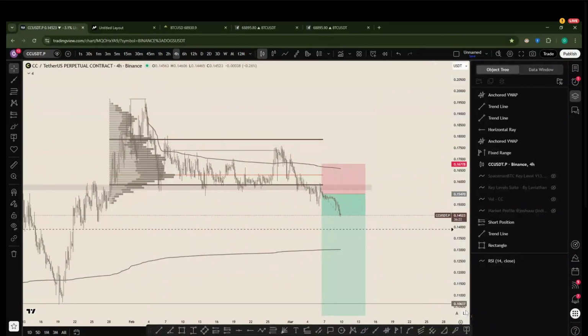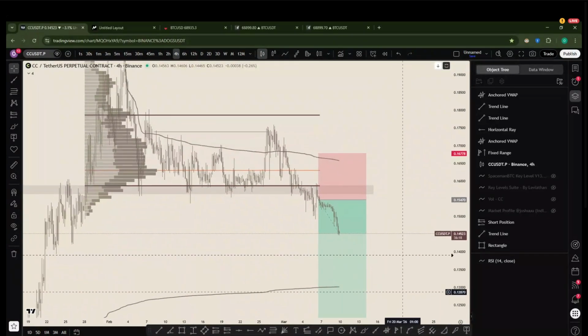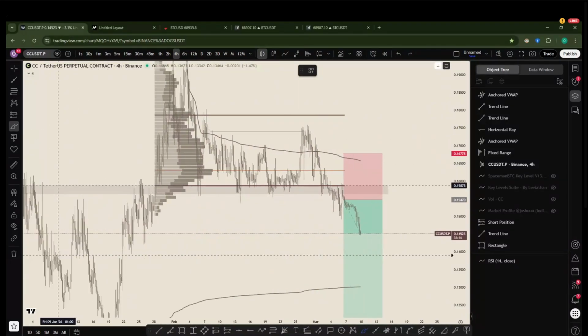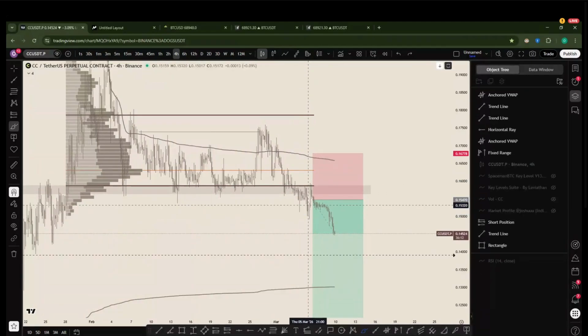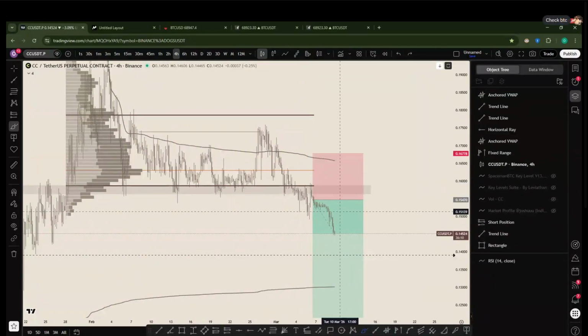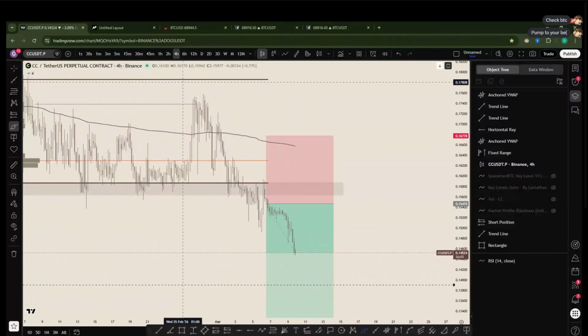And of course, when you are breaking key levels like these, how can you not short this? Not only did you break out of this support level, you also broke out of this value area low, and boom, you did a retest. That was your entry trigger. If you caught the entry there, great, but I just waited for some sort of reaction.